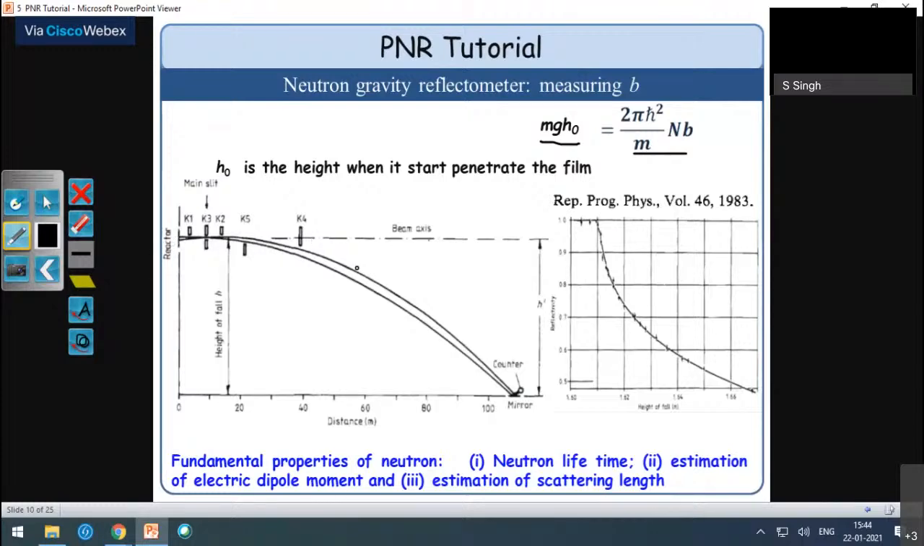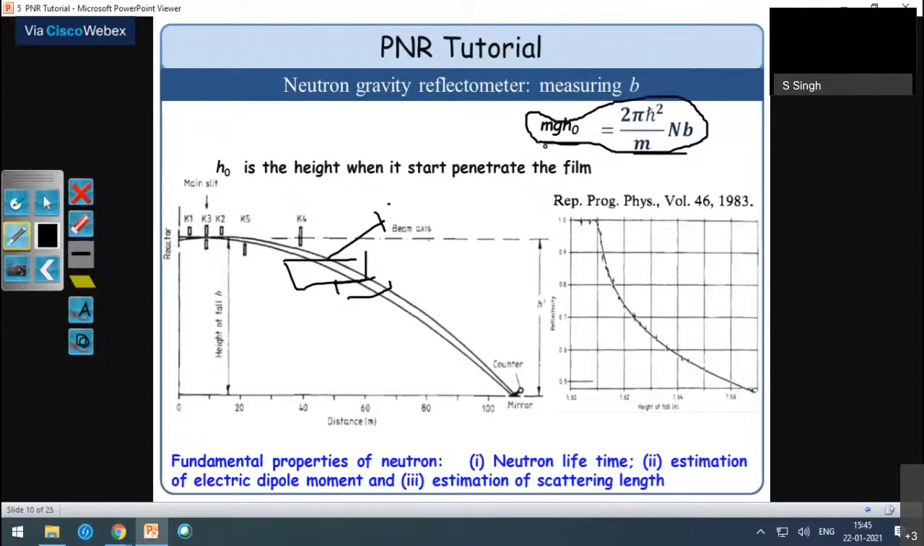What people did was make a horizontal beam of neutrons. These are the slits, K1, K2, K3, making a straight path, so the neutrons pass in a horizontal line initially and then free fall in a vacuum medium. Then you put a sample over here, at different heights, and calculate the reflectivity from that. At each height you measure the intensity, and then you keep increasing the height.